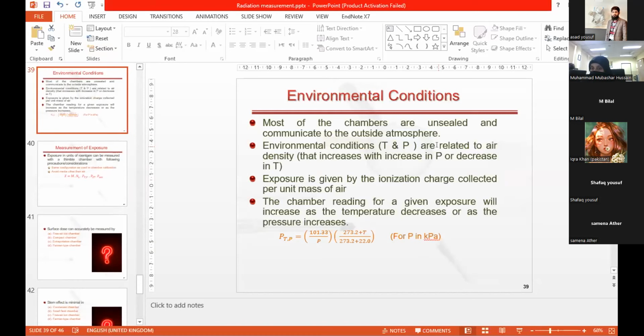According to gas laws, if we increase the pressure, the density of air would definitely increase. Similarly, air density can be increased if we decrease the temperature of air. If air density is increased, mass would be increased and chamber reading would be higher. More charge would be produced in a dense gas, because there would be more number of particles in a given volume. Is it clear now?